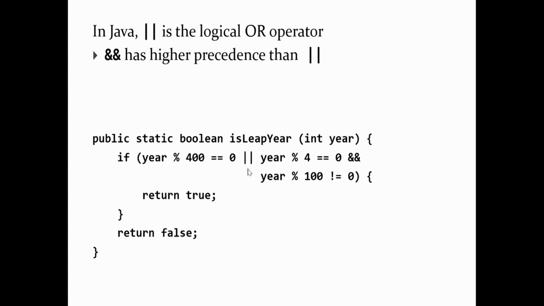Now we have or. Take the year, divide it by 4, and compute the remainder. Is the result 0? If that's true, then the year is divisible by 4. Take the year, divide it by 100, compute the remainder. If that's not 0, then it's not evenly divisible by 100. So in that case, the year is also a leap year.